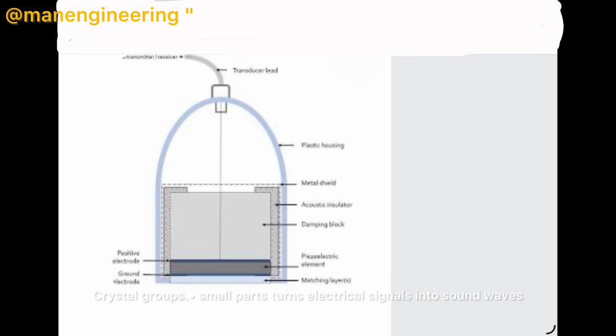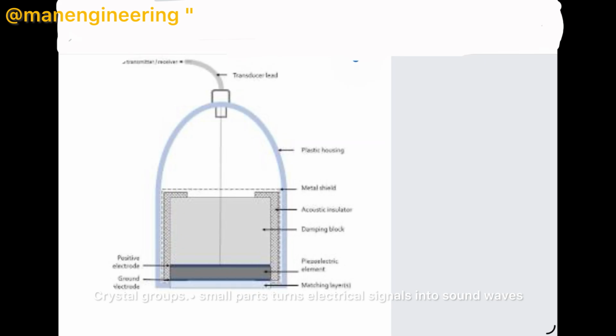Operation. Crystal groups: small parts turn electrical signals into sound waves. No moving parts: switches turn groups of crystals on and off in order. Computer control: delays change timing to point and focus the sound beam.